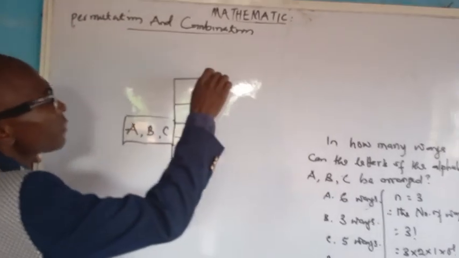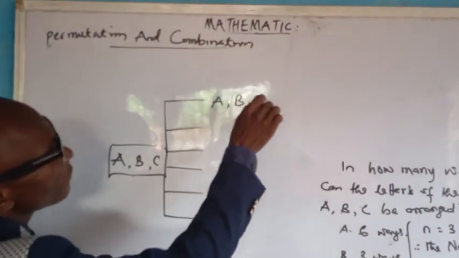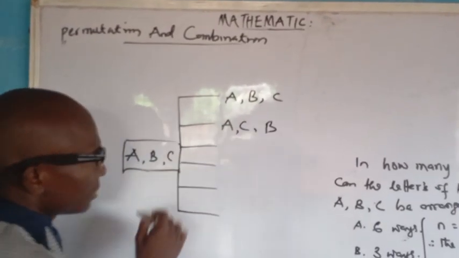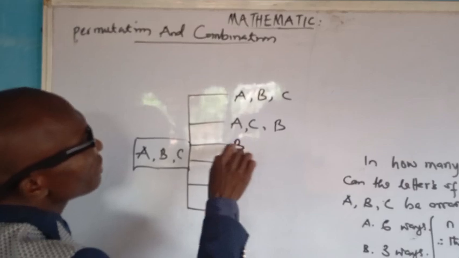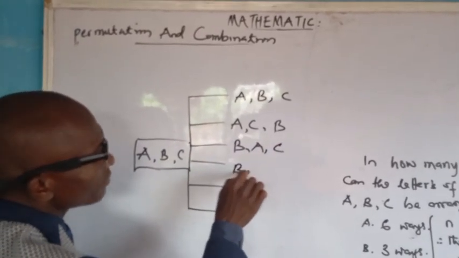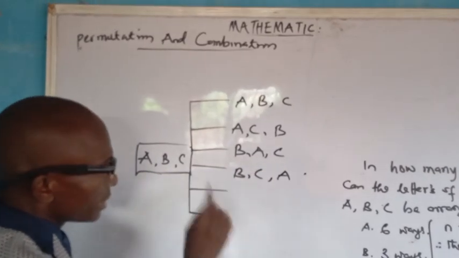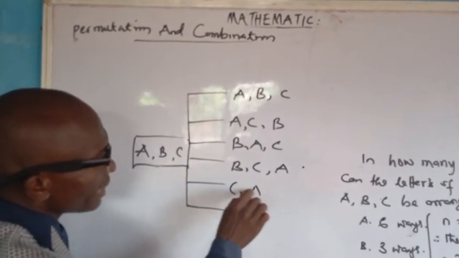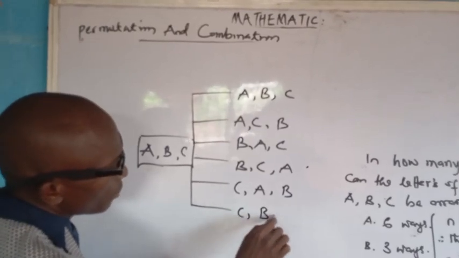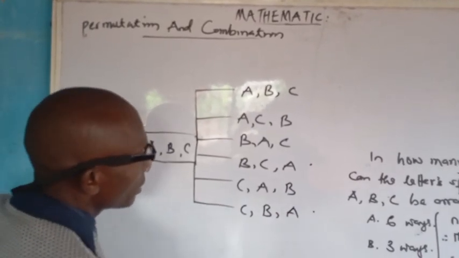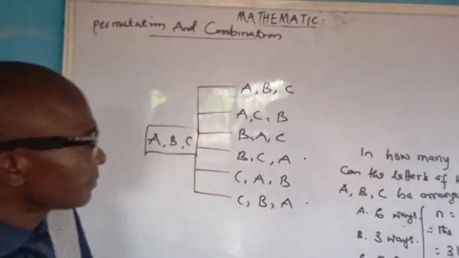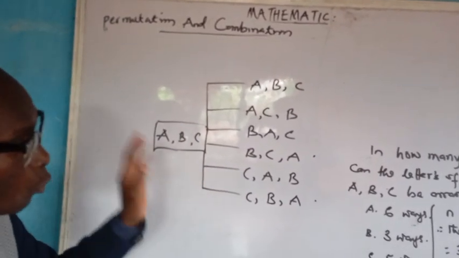Here we have A, B, C. We have A, C, B. I can come here, we have B, A, C. We have B, C, A. Here we have C, A, B. We have C, B, A. Now, if you look at it, there's no way we can arrange this again aside from this. And if you look at it very well, no arrangement is repeated.